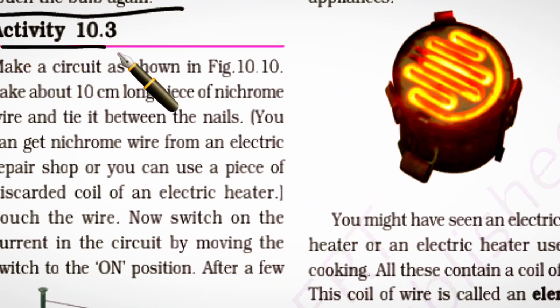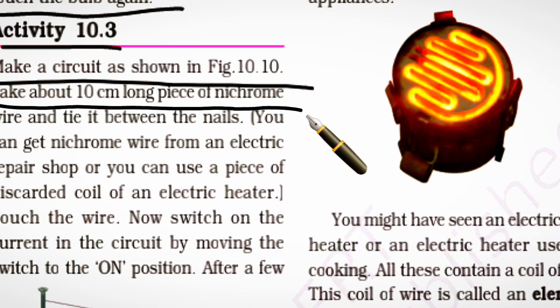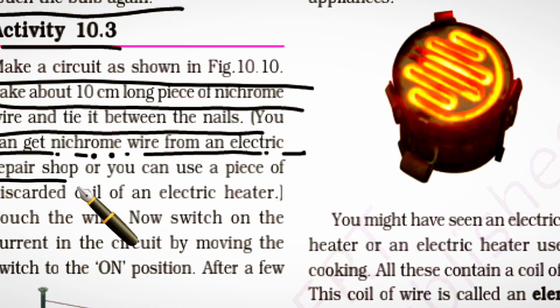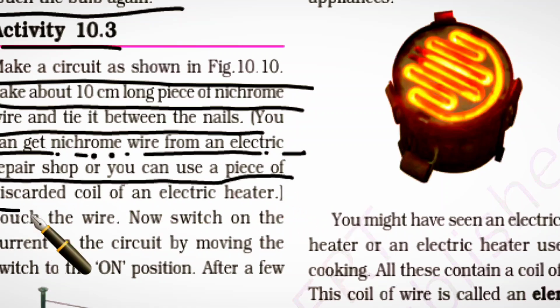Activity 10.3. Make a circuit as shown in figure 10.10. Take about a 10 centimeter long piece of nichrome wire and tie it between the nails. You can get nichrome wire from an electric repair shop, or you can use a piece of a discarded coil of an electric heater.